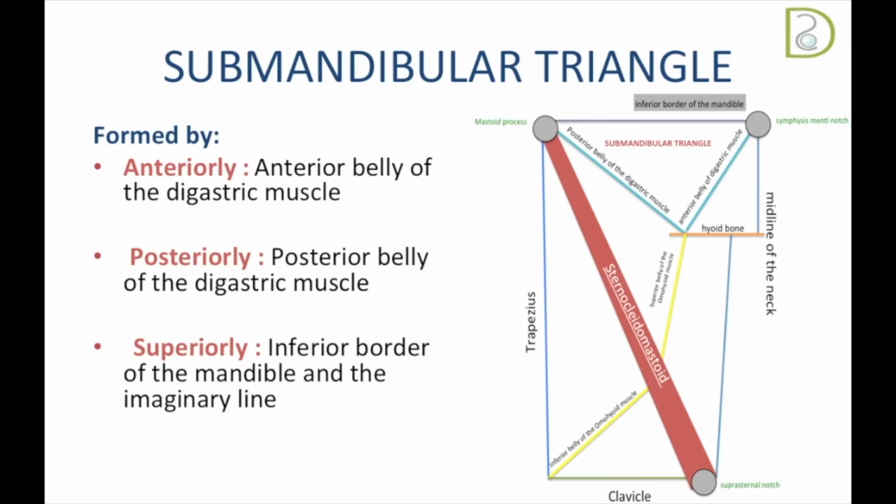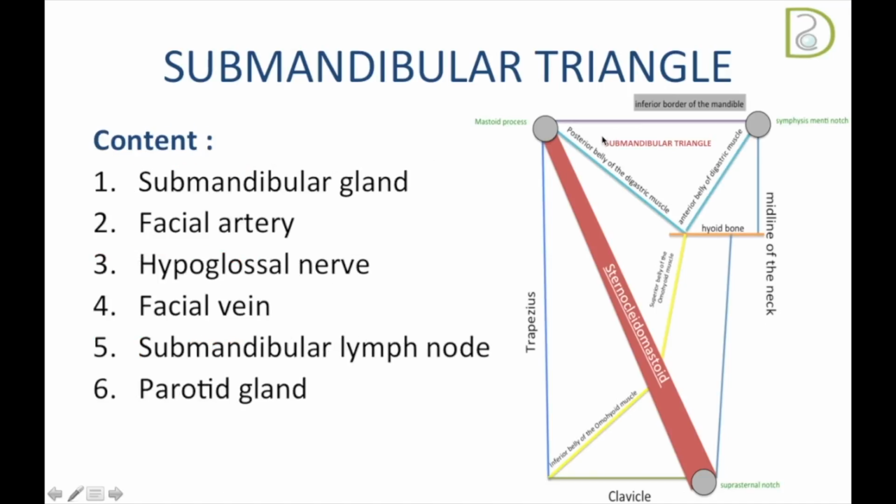So let's get started with the submandibular triangle. It is formed anteriorly by the anterior belly of the digastric muscle, posteriorly by the posterior belly of the digastric muscle, and superiorly by the inferior border of the mandible and the imaginary line. The contents of this triangle are the submandibular gland, facial artery, hypoglossal nerve, facial vein, submandibular lymph node, and parotid gland. So these are the 6 contents. You need to memorize them for the submandibular triangle.